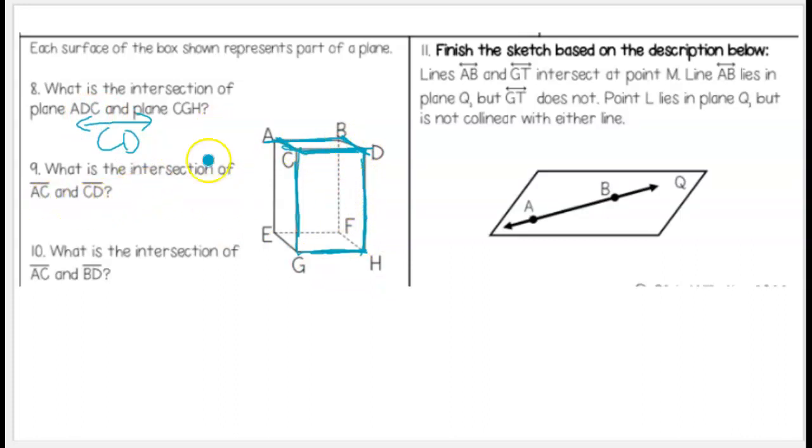What is the intersection of AC and CD? I can see right here, that is our point there, point C. And then intersection of AC, I'm going to get a different color in here, AC and BD, those do not intersect. So there is no intersection.